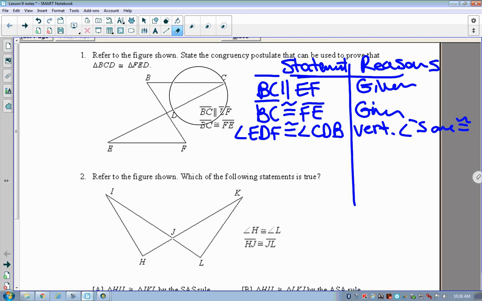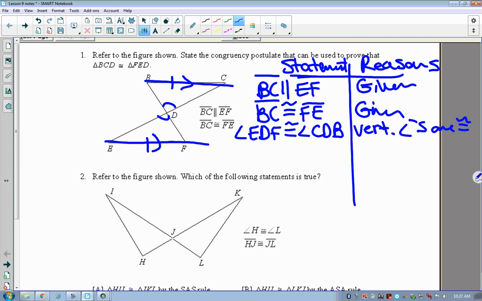So to take what he said and put it on the board, we know this to this. So I have angle and side. I need at least one more what? I need at least one more angle. The next clue comes from our first given. BC is parallel to EF. I've got this line is parallel to this line. But what does EC do?